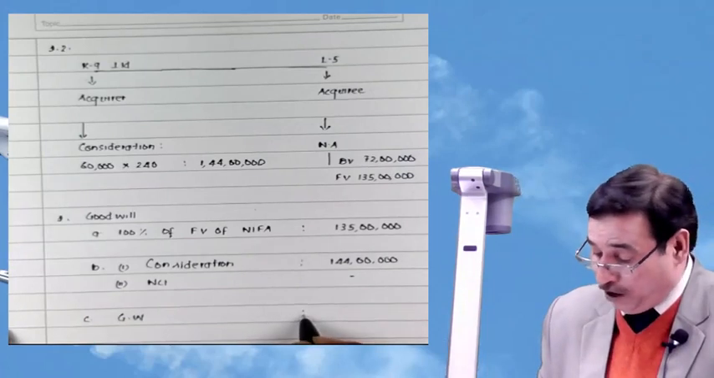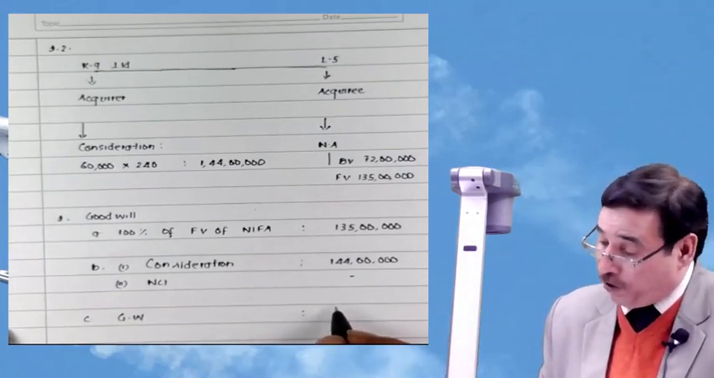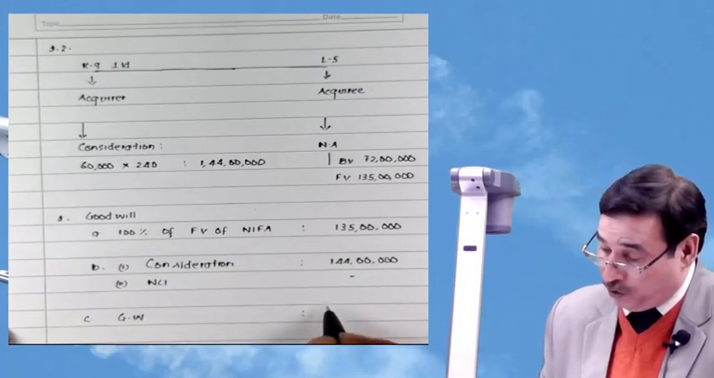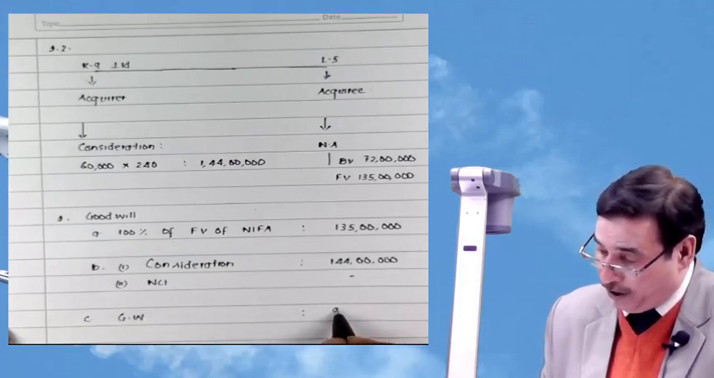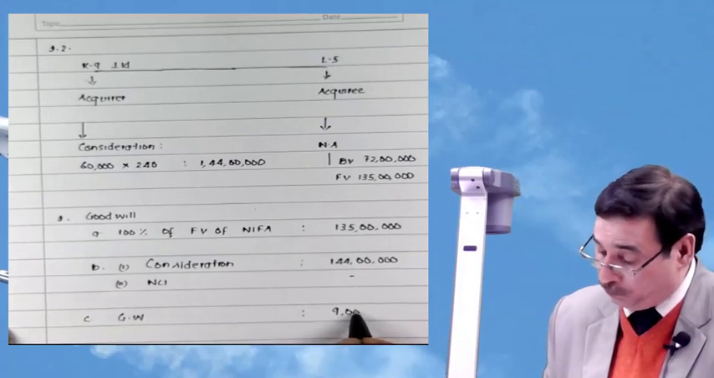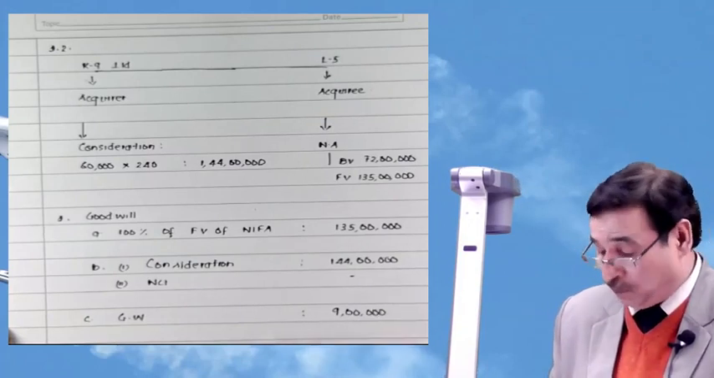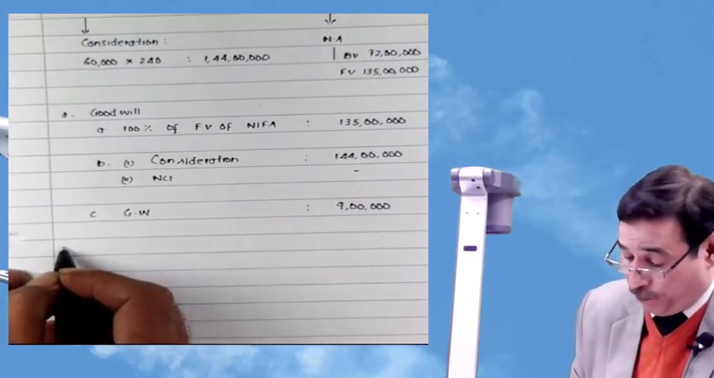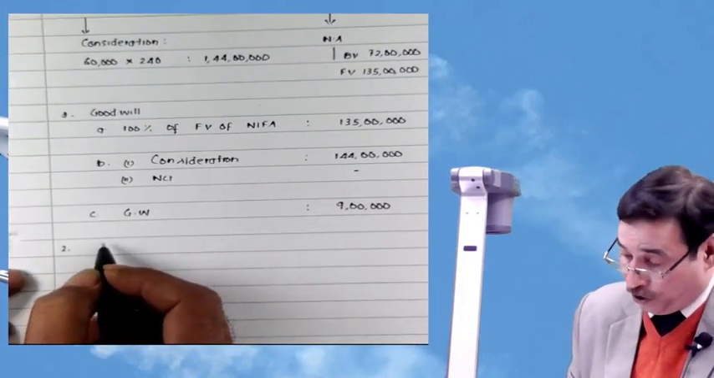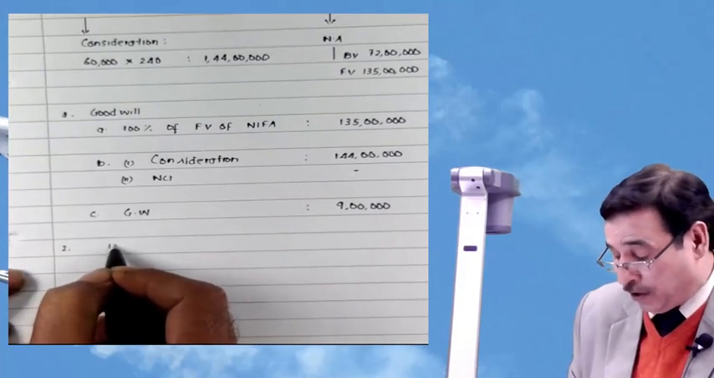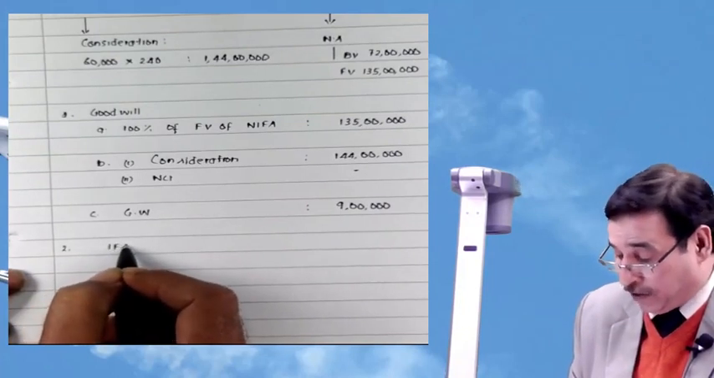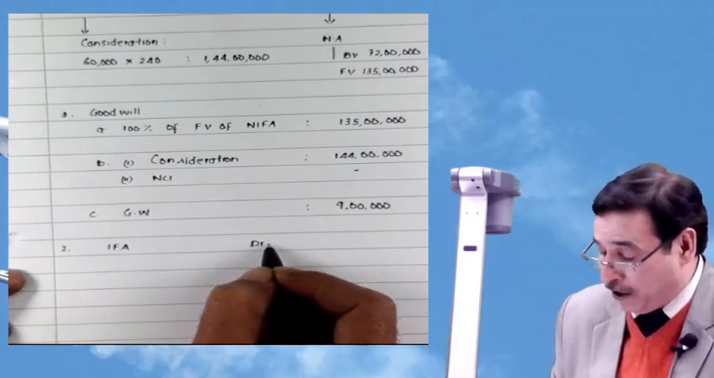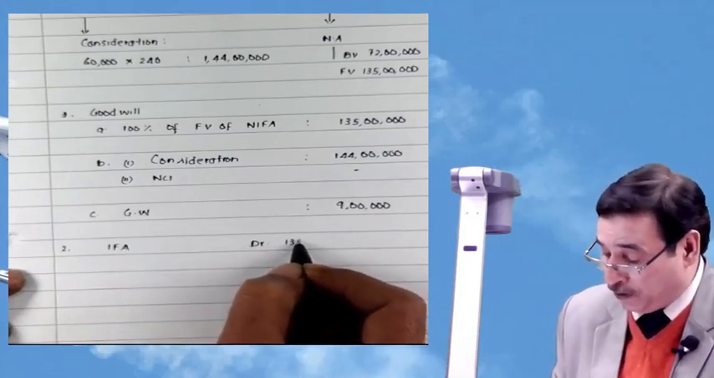Amount of goodwill now we are going to compute. Amount of goodwill will be equal to how much? It will be equal to 9 lakhs. Correct? Then we will pass the entry as we did in the last question. It is very simple to pass the entry. Simply note down net identifiable assets account debit, 135 lakhs.